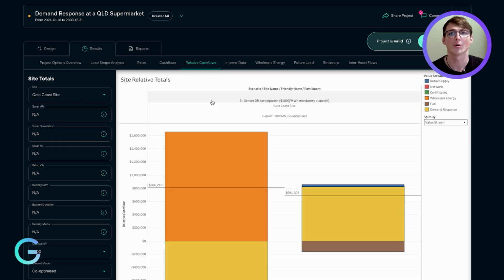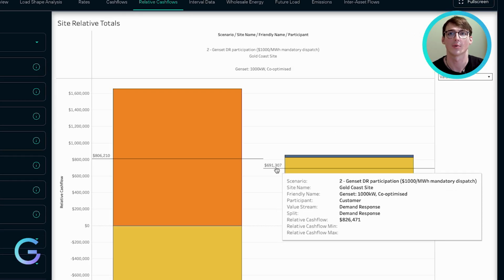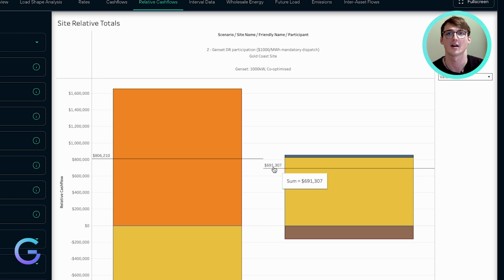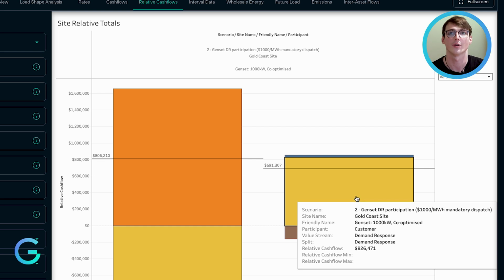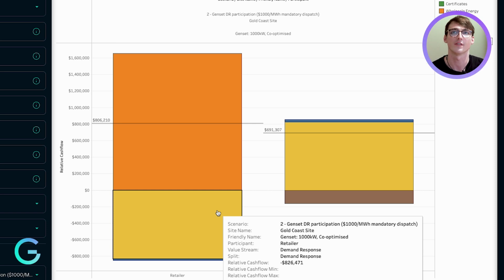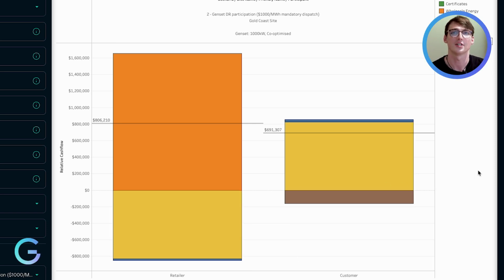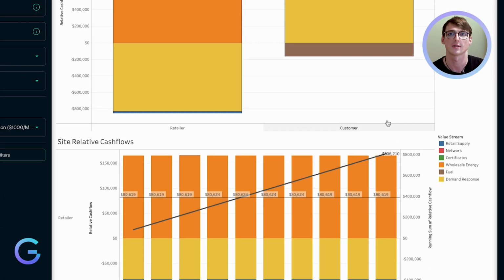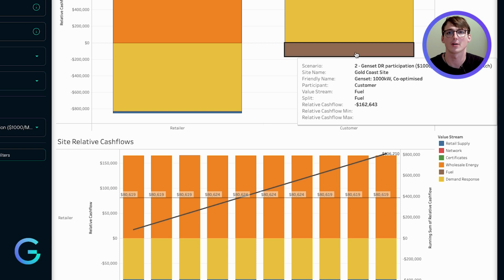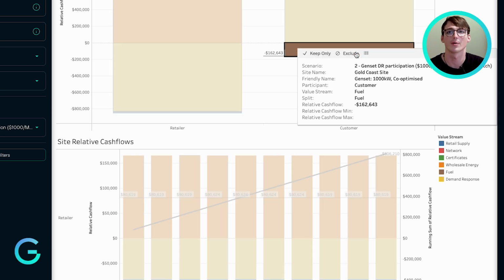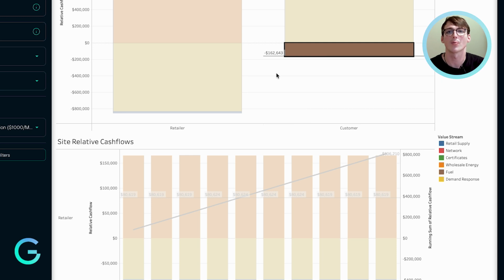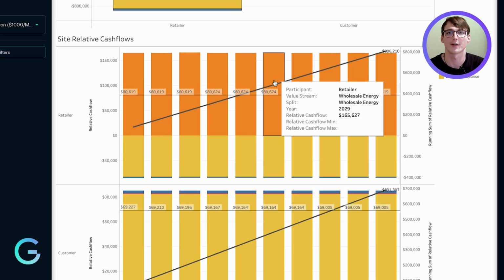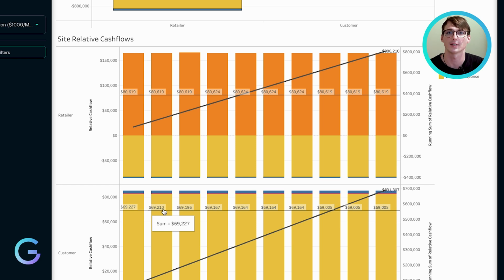As shown here, enrolling a generator with a mandatory $1,000 per megawatt hour dispatch threshold delivers over $690K in additional value to the customer over the 10-year period. The demand response component alone contributes around $1.6 million in wholesale spot market savings, with 50% of that value being paid to the customer. The genset also offsets other supply costs when it is running, like retail, network, and environmental charges. Meanwhile, fuel costs required to operate the demand response capability total around $160,000, meaning that with all value streams considered, the customer can generate approximately $70,000 per year in additional value.